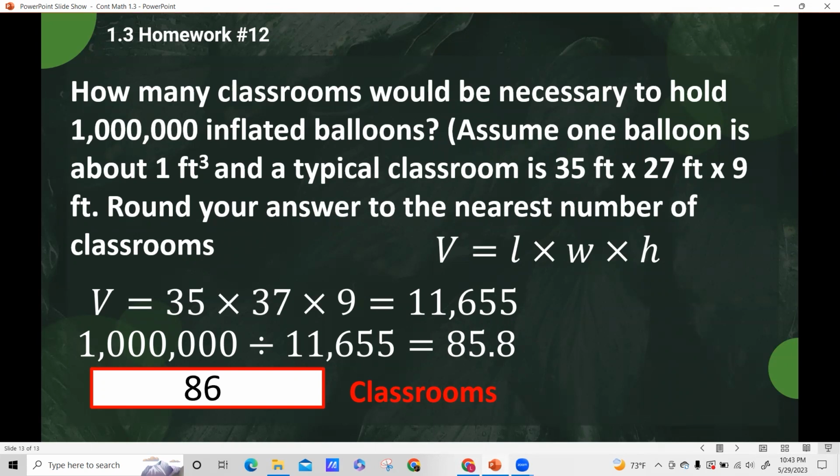You have a few word problems that are similar to this, where you're going to have to use some estimation and things like that. All right, that is section 1.3.